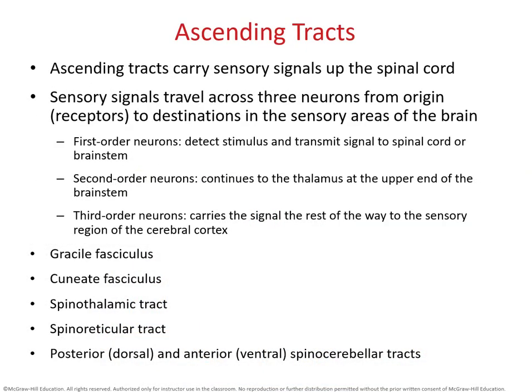So the ascending tracts are carrying information up the spinal cord to the brain, from the nerves that are sensing out in the body up to the brain. We have 3 orders of neurons here. The first order neurons are detecting stimulus and transmitting that information to the spinal cord. The second order neurons go from the thalamus up to the brainstem. And then the third order neurons take the information from the brainstem up to the cerebral cortex.